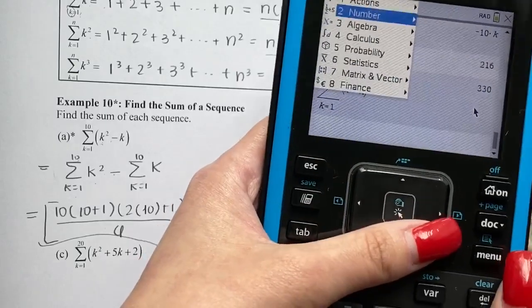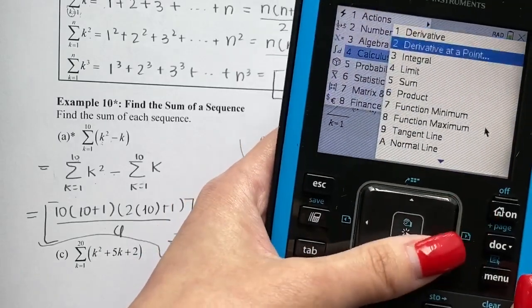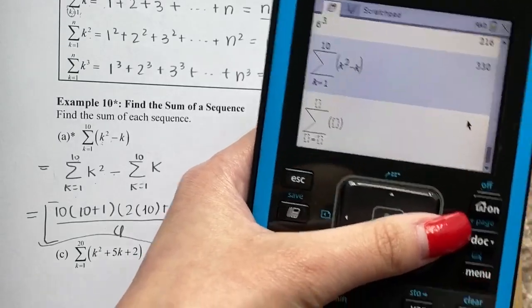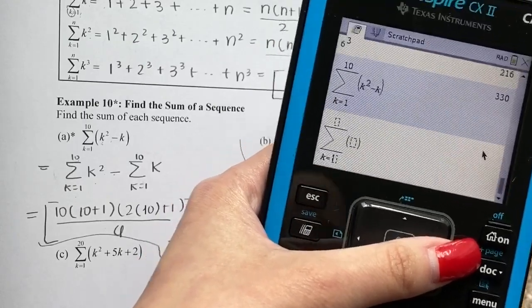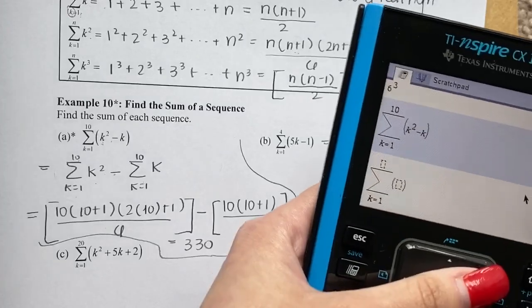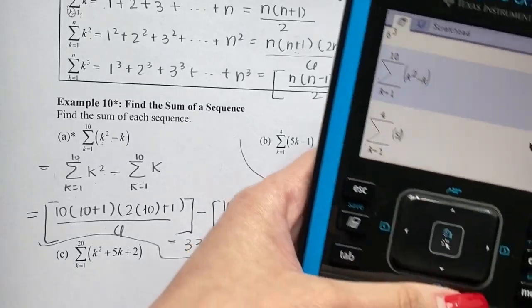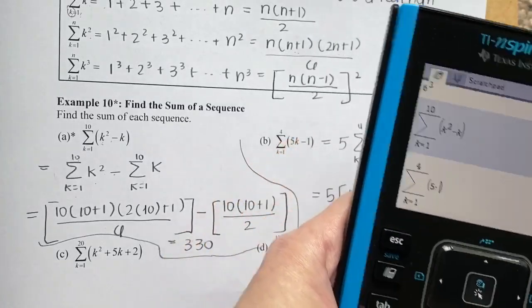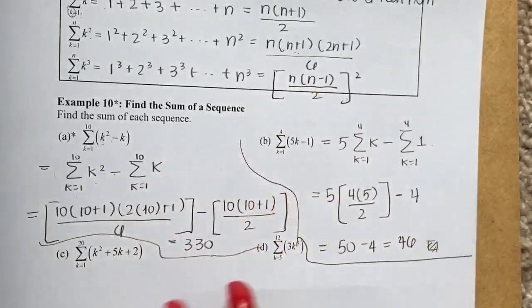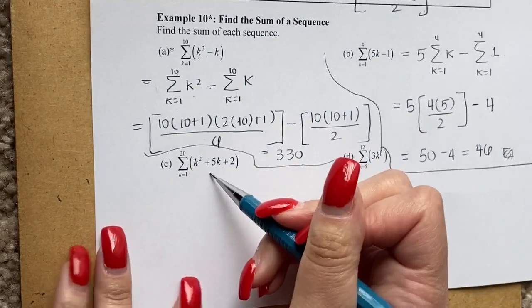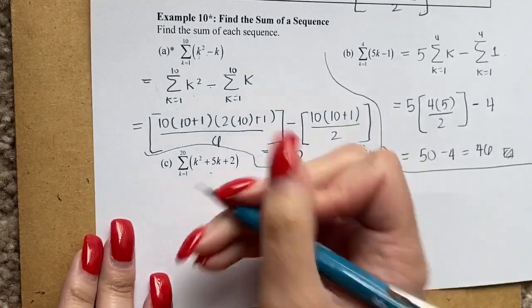Remember, you go to calculus. After that, you go to sum. k is equal to 1, and this was 4. Then you have 5 times k minus 1, and then you have the 46. So this one that we have over here, you can just do it with the calculator.